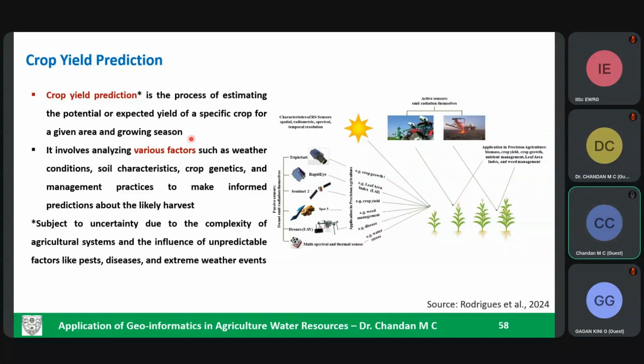Then crop yield prediction is one of the major aspects of agriculture water resource management. Crop yield prediction means predicting how much potential or estimated yield will be produced from a particular sector or from a land.